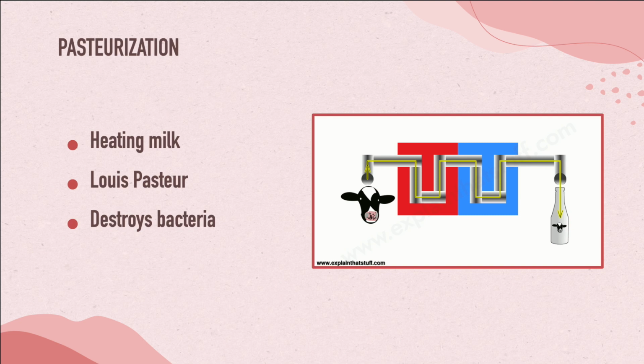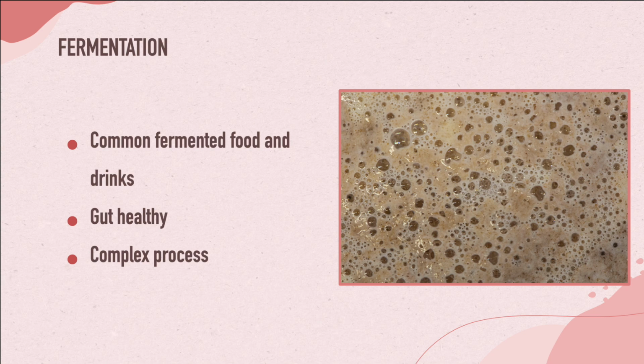Louis Pasteur discovered this process in the 1860s. When trying to discover what made wine go bad, he realized that heating the liquid to a certain temperature kills bacteria. Common bacteria that are in the milk before it is heated are E. coli, Salmonella, and Listeria.